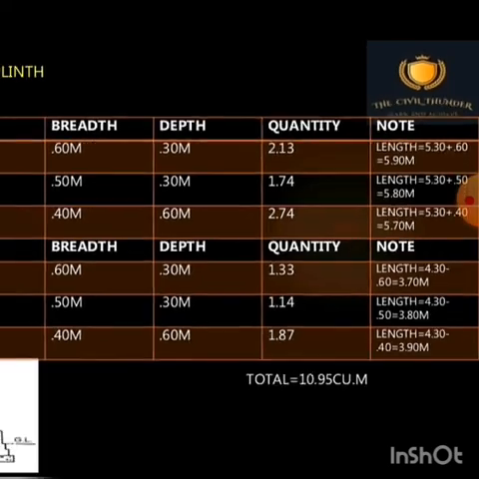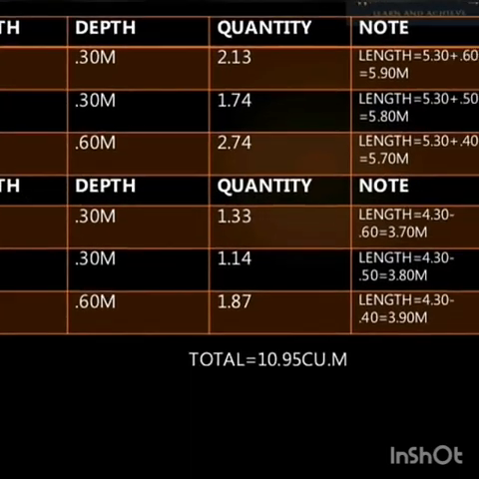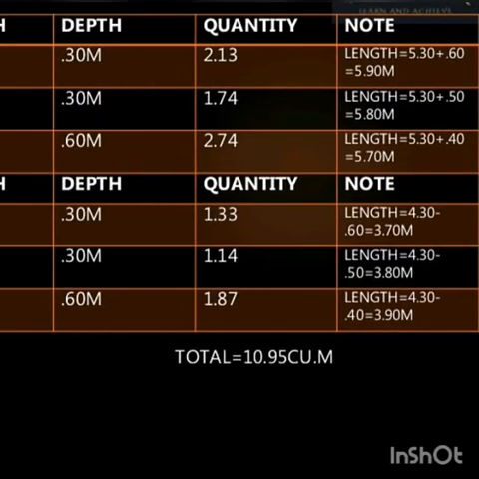Now similarly we are going to calculate the length of the short wall for first footing, second footing and plinth walls with the formula known to us. The inner to inner length of the short wall for footing 1 is equal to the center to center length of the short wall, which is 4.3, minus the breadth of the first footing, which is 0.6 meters. Therefore the inner to inner length of the short wall for footing 1 is 3.7 meters, and similarly the inner to inner length of the short wall for footing 2 is equal to 4.3 minus 0.5. 0.5 is the width of footing 2, which gives 3.08 meters as the inner to inner length of the short wall for footing 2.